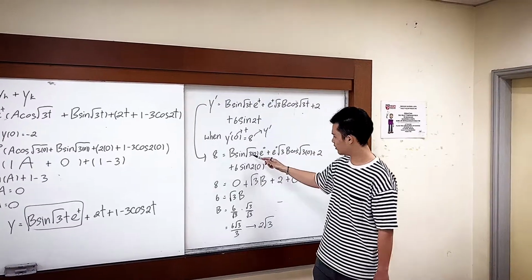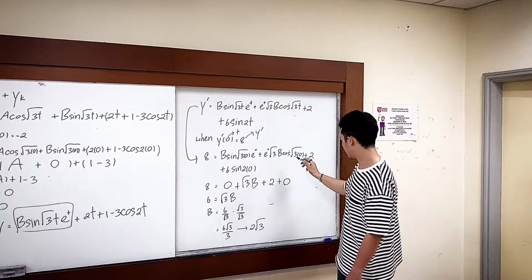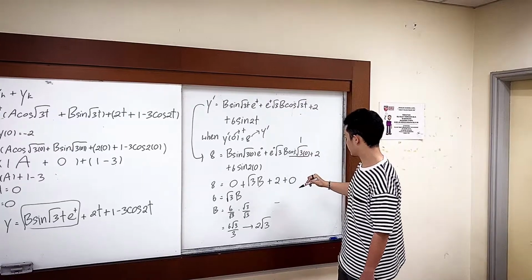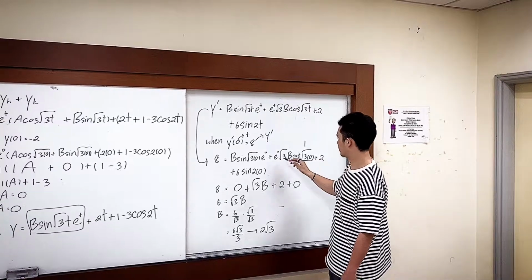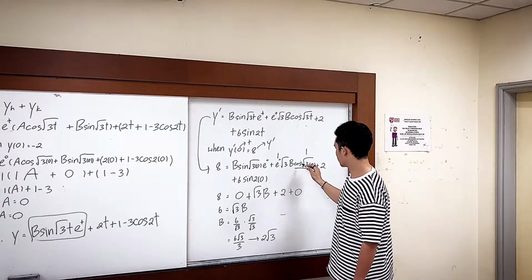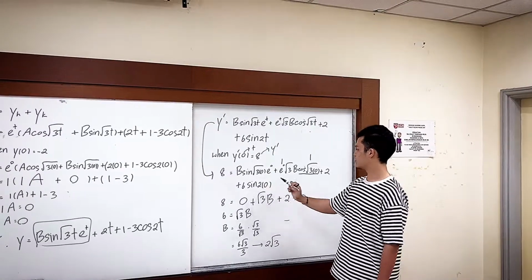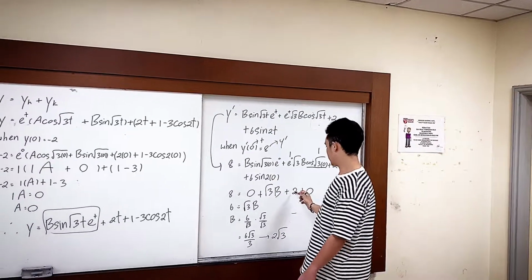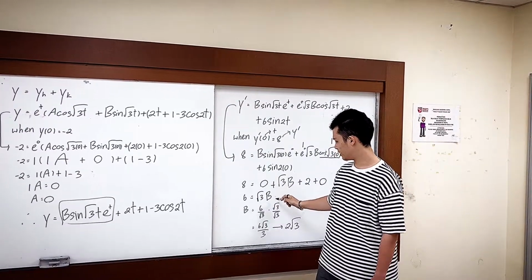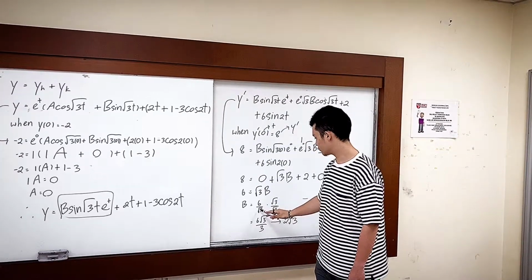Exponential 0 is 1. 0 multiplied by 1, 0. And then this one. Cos 0 becomes 1. Exponential 0 becomes 1. Square root 3 b times 1. Square root 3 b. Plus 2 remains. Sine 0, 0. And then move 2 to the other side, becomes 6. 6 equals square root 3 b. So b equals square root 6 over square root of 3.